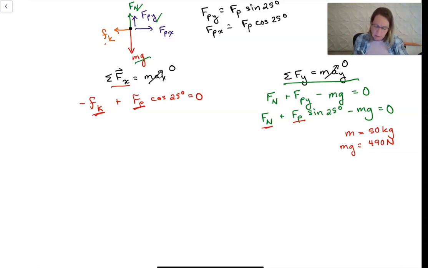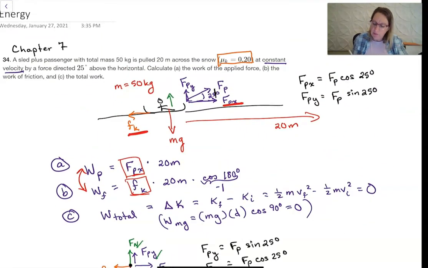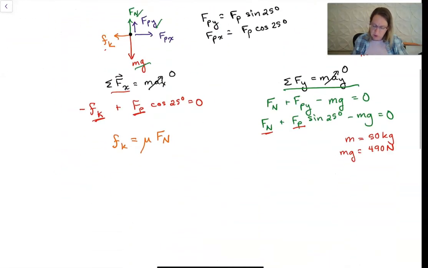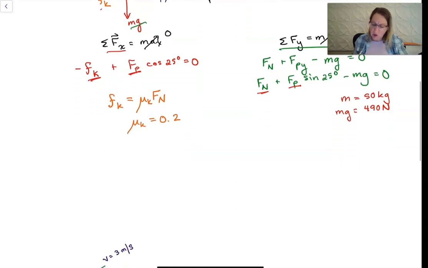But we can recognize that this is equal to mu times force normal. And I think we were given mu. Yeah, here's mu of 0.2. Okay, so we have a mu of 0.2. Then we can plug that in, and we can solve one for the other, basically. In other words, I'm going to put this expression in here. I'm not going to put the numbers in yet, just so I can do the algebra.